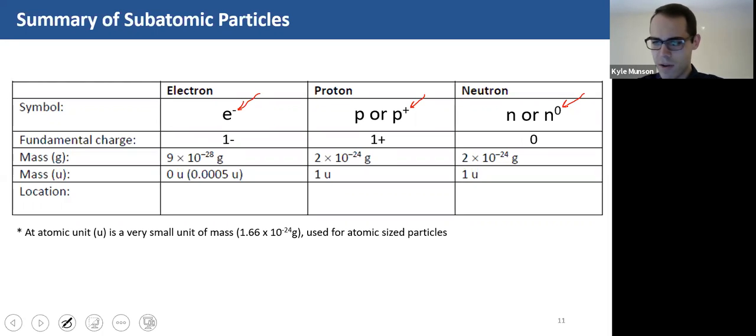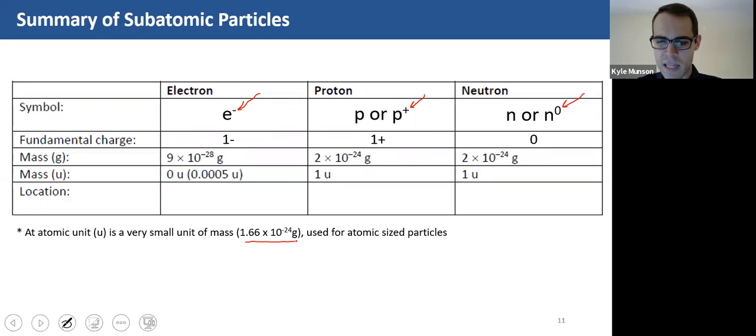The masses are given here. They're incredibly tiny. An electron is 9 × 10 to the -28 grams. That is very tiny. Protons and neutrons aren't much better. These numbers are so small that sometimes a unit known as an atomic unit is used to represent these small masses. An atomic unit is just a very small unit of mass, equal to 1.66 × 10 to the -24th grams, used for atomic sized particles.